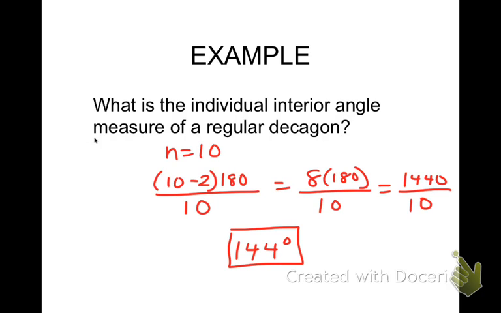If each individual angle is 144, what would be the exterior angle? You can find that very easily.